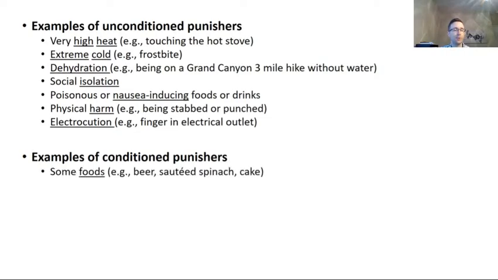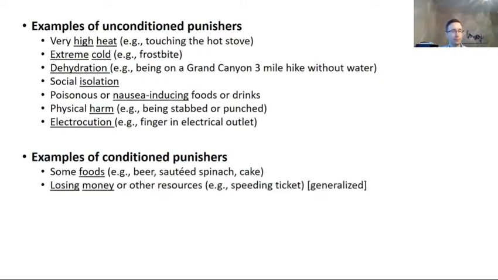Examples of conditioned punishers can be some foods. For some individuals, beer, sauteed spinach, or cake could be punishing. And I've given those examples of potential conditioned reinforcers in the prior unit, right? Because the reinforcing or punishing effects of consequences when reinforcement or punishment are conditioned are due to a learning history, so they can vary or differ between individuals or within individuals over time.